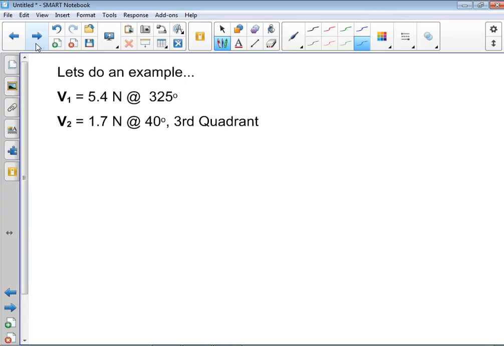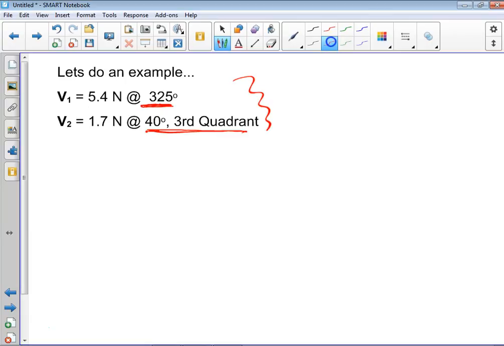Okay, so we have two vectors, and I've deliberately, in this case, given the vectors with their angle in two different ways. Here is just the angle, and here it is as a reference angle. And so when we go to sketch them in a moment, we'll just clarify, make sure we understand what we're talking about there. But these are our two vectors.